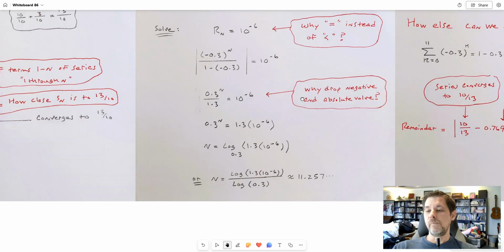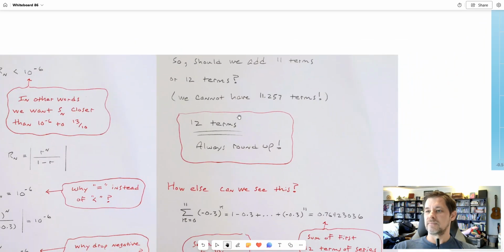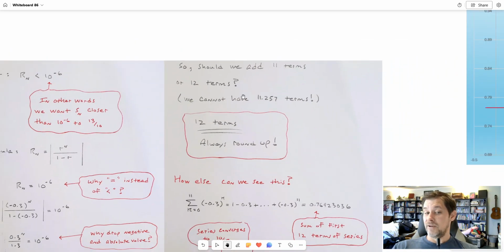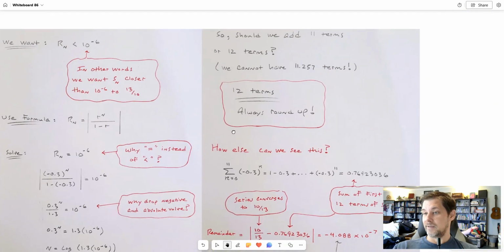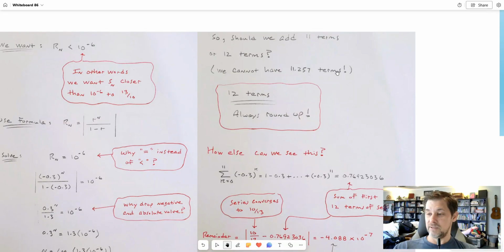Now, keep in mind what we're solving for. I'm trying to tell you how many terms of that series I have to add to get desirably close to what the series converges to. I can't add 11.25 terms of a series. The series has 11 terms, or 12 terms, or 13 terms, on to infinity. It doesn't ever have 11.257 terms. So I have to round.